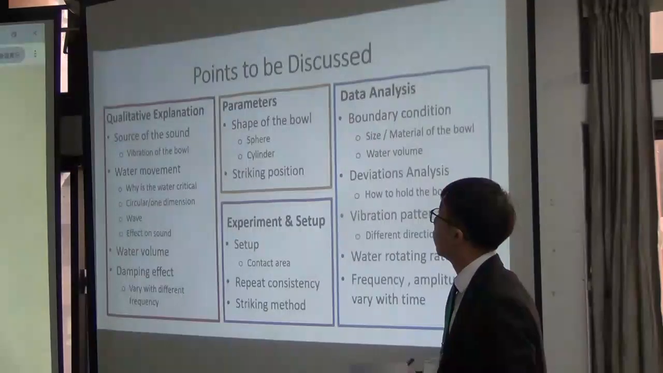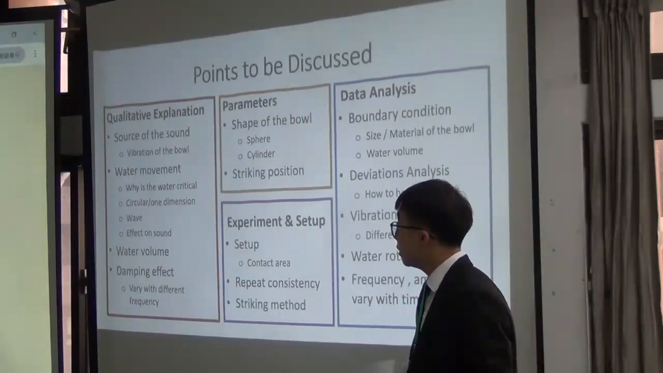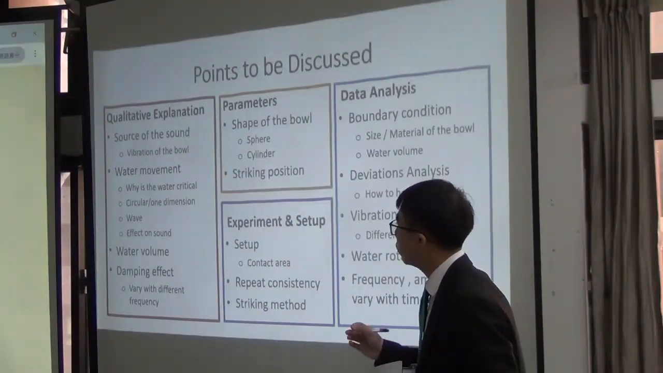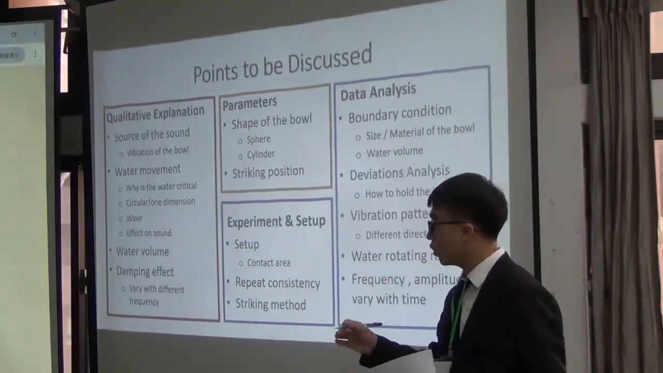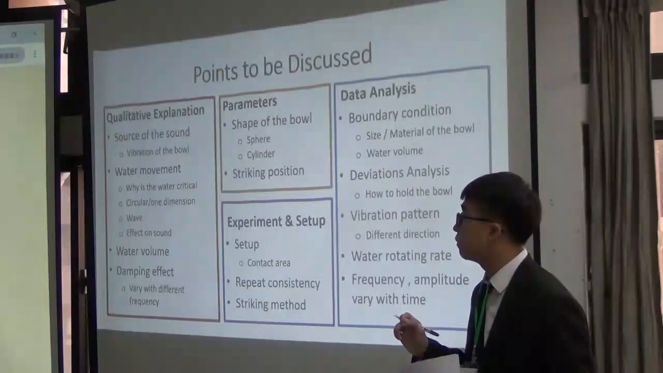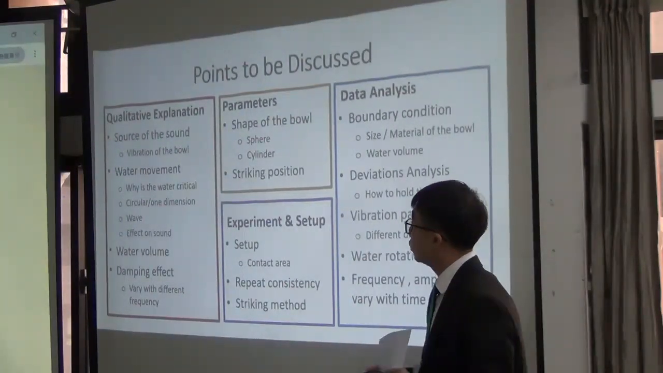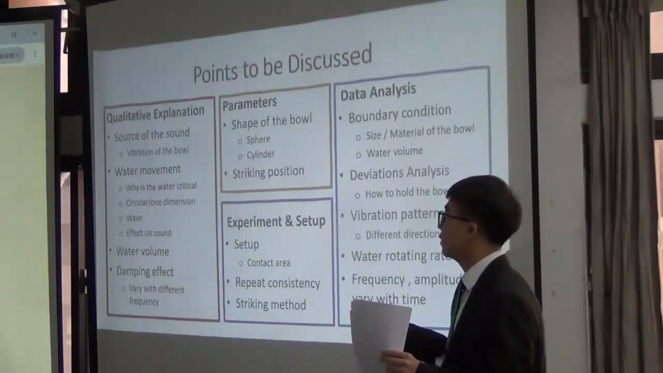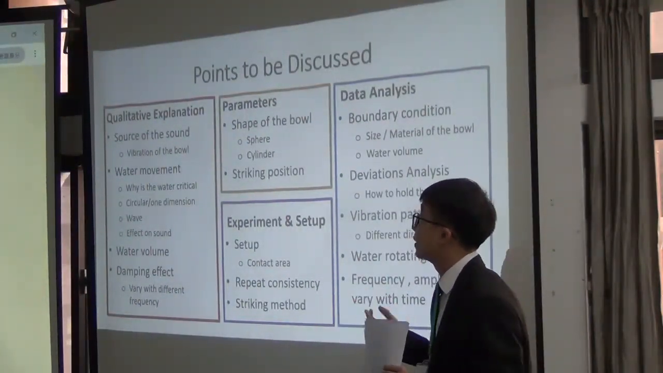Now, let's talk about the points to be discussed. Firstly, we want to discuss the qualitative explanation. This includes the source of the sound. What is the main mechanism affecting the sound generated by the ball? We think it might be the vibration of the ball. So that's one of the main influencing factors we want to discuss later.